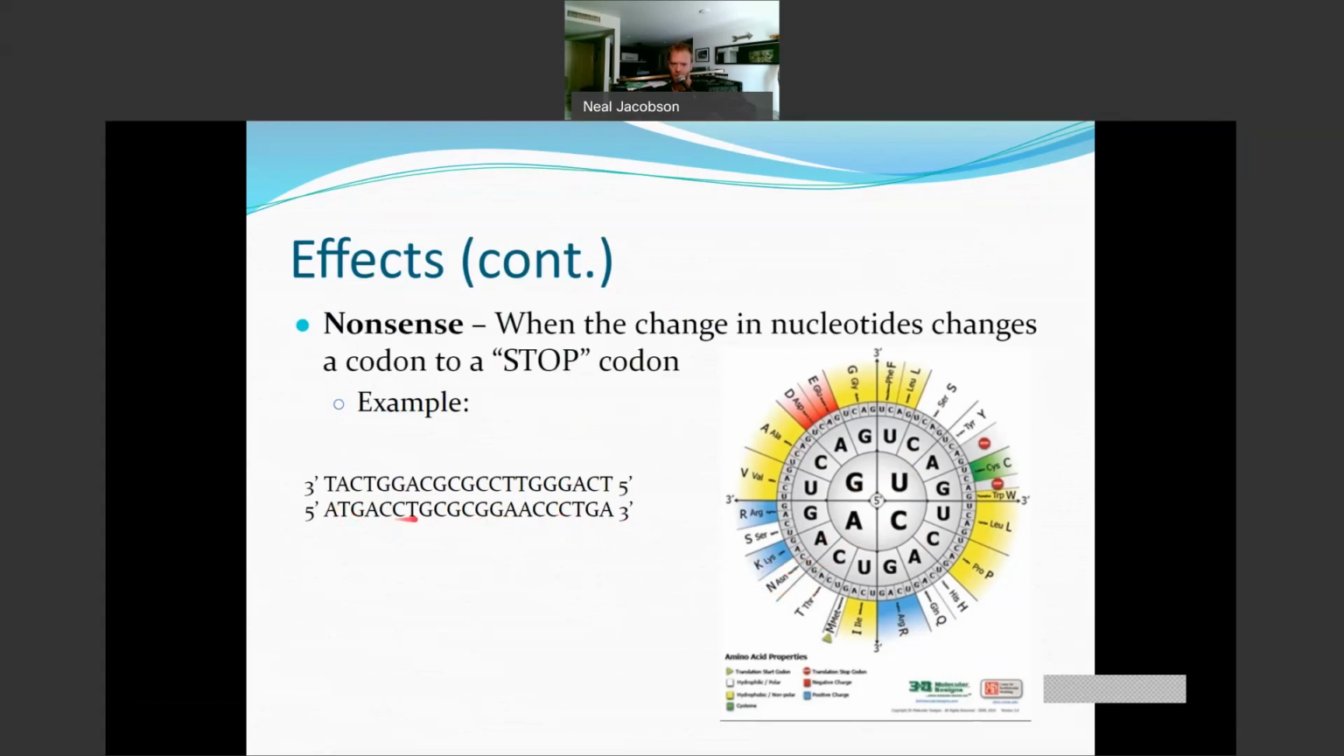Okay, methionine is the first one. ACC, that one is still threonine. UGC, cysteine. GCG would be alanine, ALA. GAA, there it is, that's where I messed up. GAA would be glutamic acid, GLU. And then CCC should be proline. And then UGA would be our stop. Okay, so that's what yours should read.